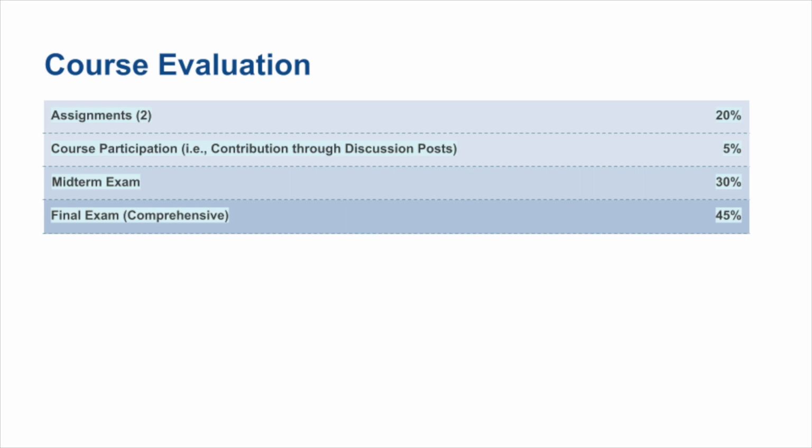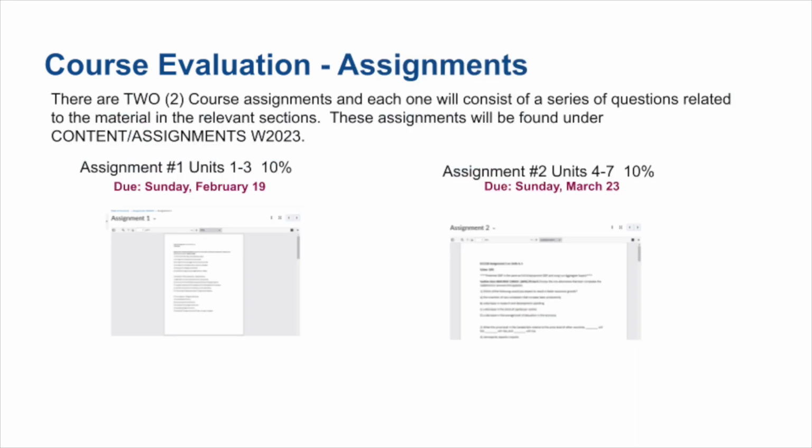In terms of the assignments, there are 2 assignments, and they'll consist of a series of questions related to the material and relevant sections. Assignment 1 will cover units 1 to 3. It will be worth 10%, and it's going to be due February 19th. I will be posting Assignment 1 within the first 2 weeks of the course. Assignment 2 will cover units 4 through 7. It's worth 10% as well. It will be due on Sunday, March 23rd. I will have that posted immediately when Assignment 1 is delivered. I will post Assignment 2.